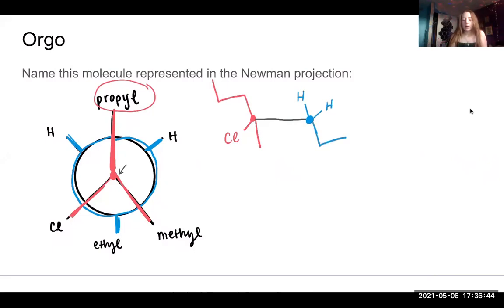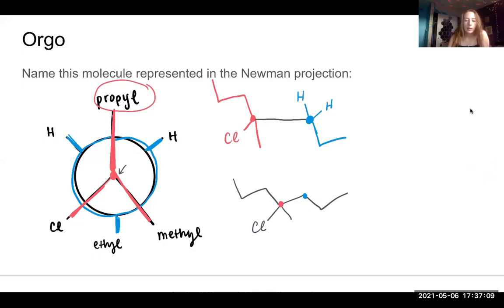Okay, so I'm going to redraw this molecule. I'm not going to include my hydrogens because we don't really need that when we're naming. So now I've just redrawn everything a little bit neater so I can interpret it.